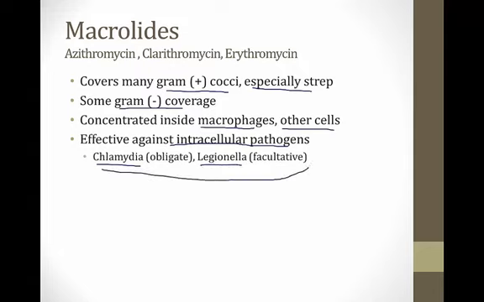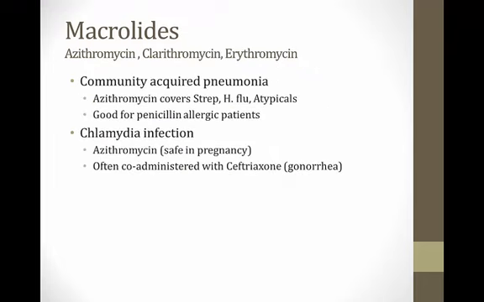And you may recall that both of these bacteria are causes of atypical pneumonia, and this makes macrolides good drugs to cover pneumonia because they cover strep and they also cover the atypical causes of pneumonia. So this slide lists some of the common uses of macrolide antibiotics. They're good for community-acquired pneumonia, as I was just saying, because they cover strep and H-flu and the atypical pneumonias.